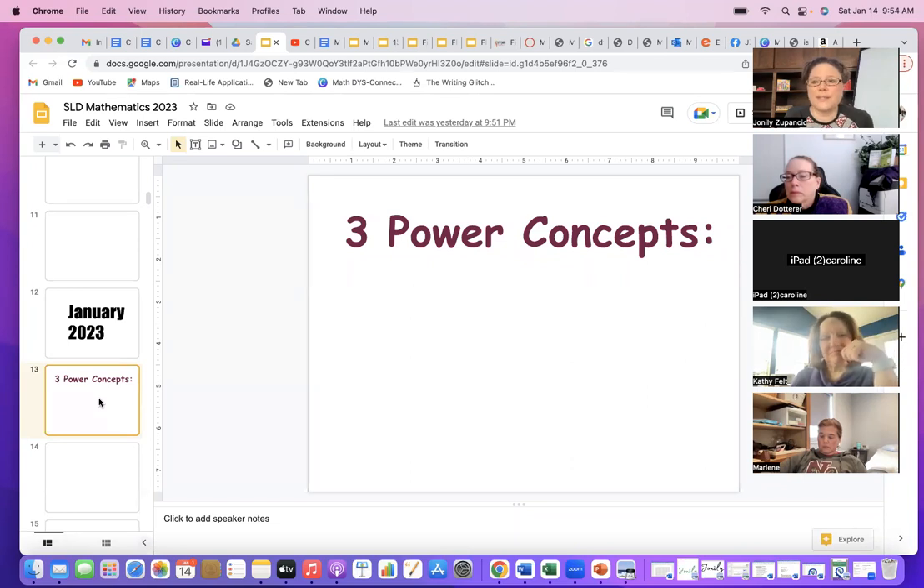So what do we do instead? We give small doses of every standard and content over time, but we focus more heavily on these 3 power concepts. And I'm going to tell you, subtraction isn't one of them. Subtraction isn't one of them. Now, I could do an entire Saturday morning on what subtraction is and how we can help students better understand subtraction. That's a different set of strategies. And I don't know, maybe we'll do that some Saturday.